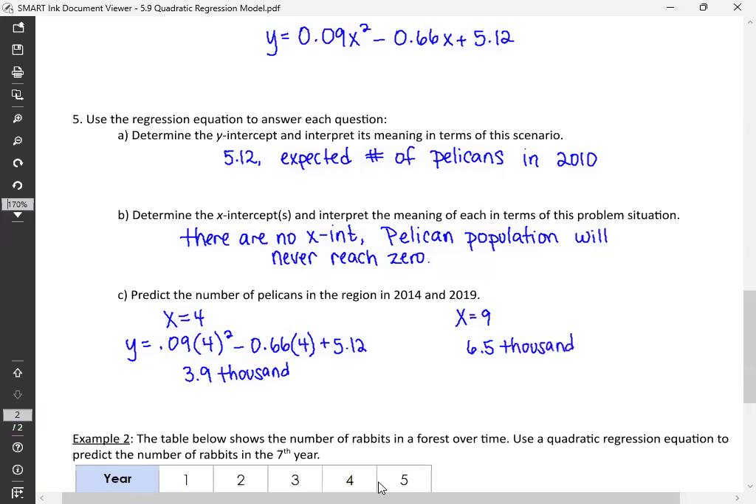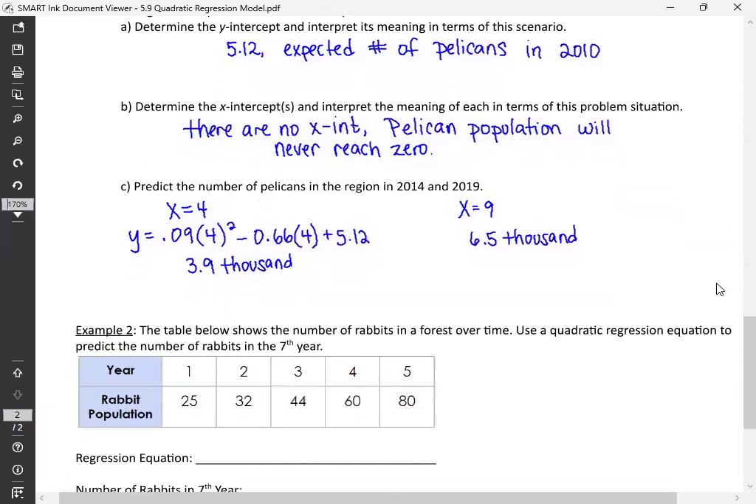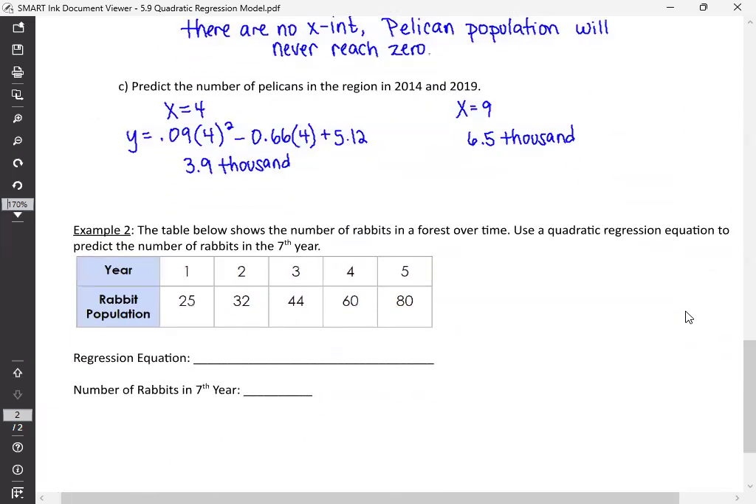So we're going to look at one more example, and then tomorrow you'll have a chance to practice, or you could go ahead and maybe start your Delta Math today, or catch up on any previous Delta Math that you haven't done. So example 2, this one shows the number of rabbits in a forest over time. Use a quadratic regression equation to predict the number of rabbits in the 7th year.